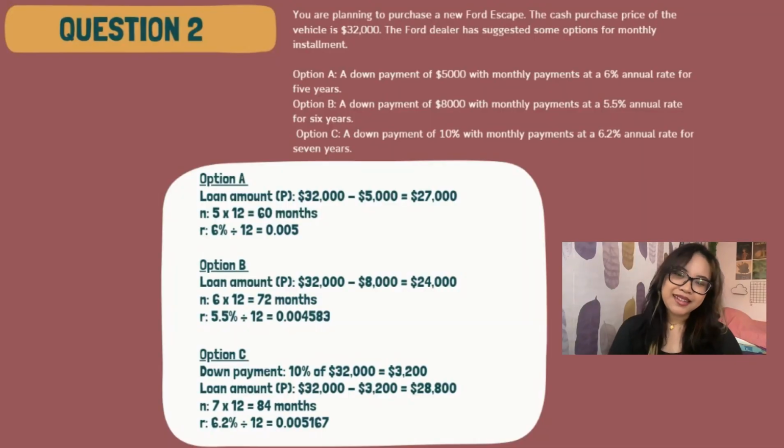Hi, I'm Mimi, and now let me walk you through the situation. I'm planning to purchase a Ford Escape which costs $32,000. The dealership has offered 3 financing options, each with different down payments, loan amounts, interest rates, and terms. For each option, the monthly interest rate is calculated by dividing the annual interest rate by 12, since there are 12 months in a year. Now, let's see how these details affect the monthly payments.